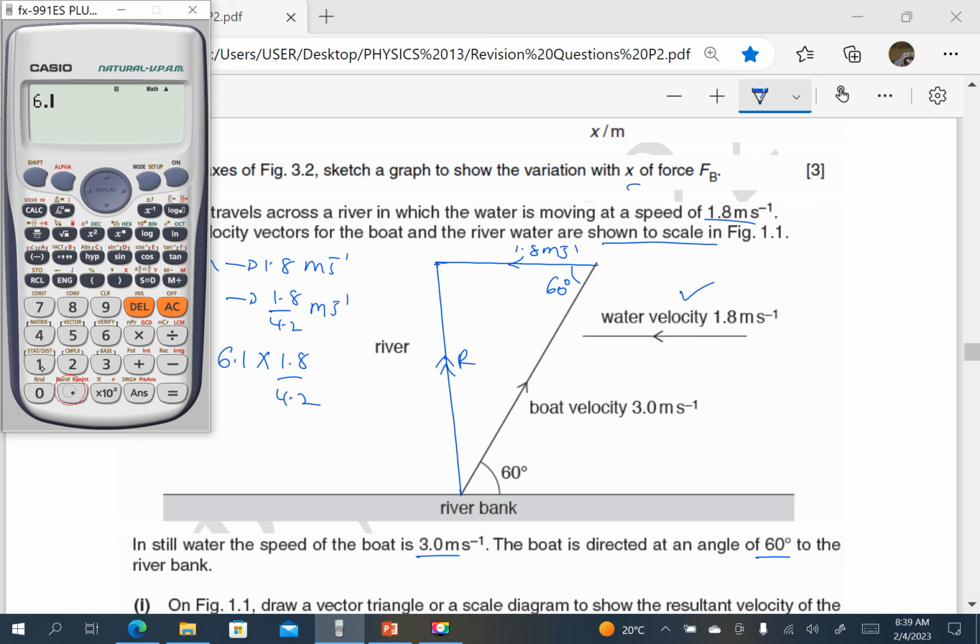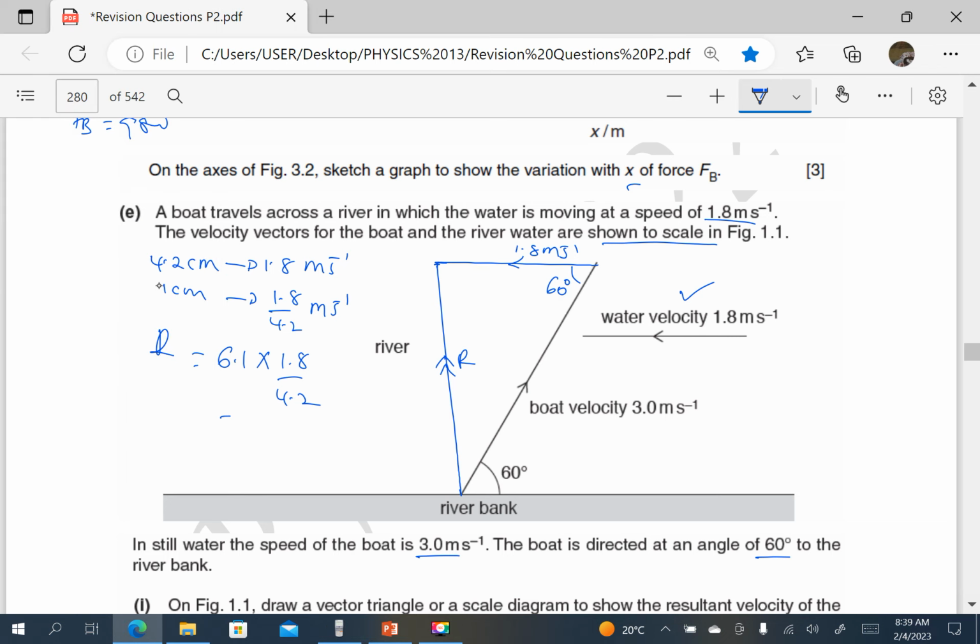So 6.1 times 1.8 divided by 4.2, which is approximately 2.6. So this means the resultant is 2.6 meters per second from the scale.